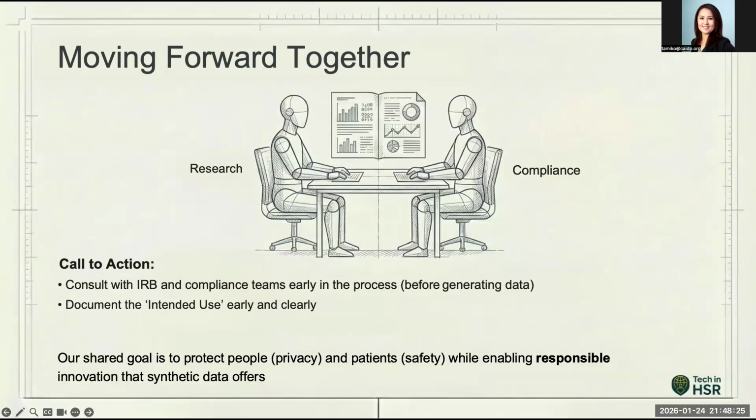And then second, document your intended use early and clearly. Put it in your protocol. Be explicit because that intended use is going to have a big impact on everything you do later: the level of oversight, the level of documentation required, and your regulatory pathway. So don't leave it ambiguous. Ambiguity is going to create lots of problems later.